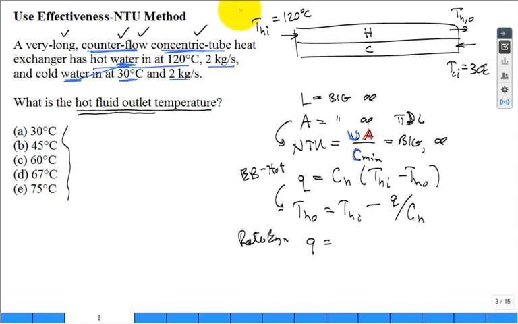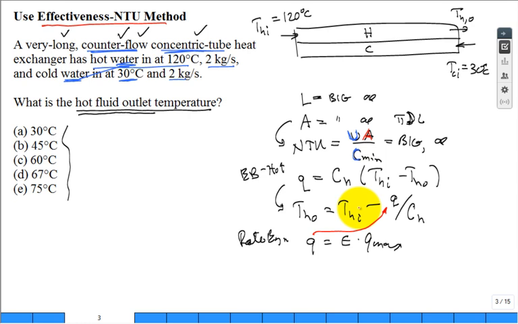We do want to use the effectiveness-NTU method. Some people wrote LMTD, wrong approach. We're going to get effectiveness times Q max. That's the rate of heat transfer. And once I can calculate that Q, I would stuff it into this equation and that lets me calculate T hot out. Okay, well, how do I get either the effectiveness or the number of transfer units?